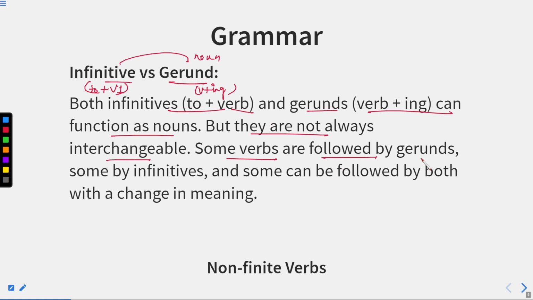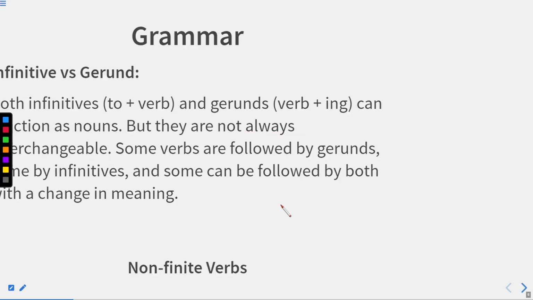Some verbs are followed by gerunds, some by infinitives, and some can be followed by both with a change in meaning. It means there are several verbs which are always followed by gerunds only. There are several verbs which are always followed by infinitives only. But there are some verbs after which we can use either of the two. But they will have different meaning, they will have different contexts. So in this session, we are going to elaborate all those points.